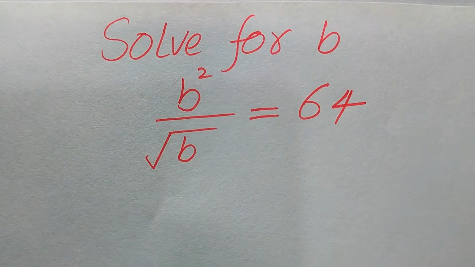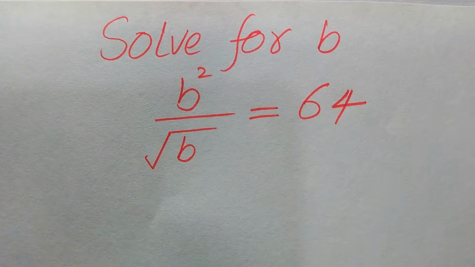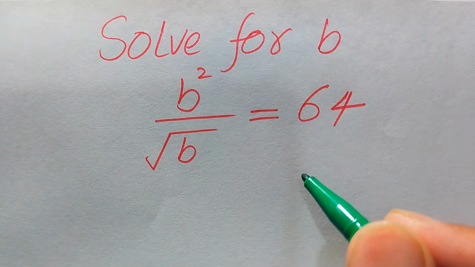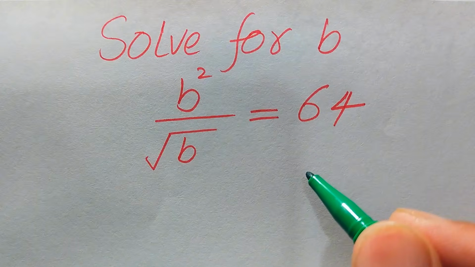Hello everyone, welcome to solve this nice math Olympiad algebra problem. So here we have b square divided by square root of b is equal to 64, and we need to solve this problem for all the values of b.